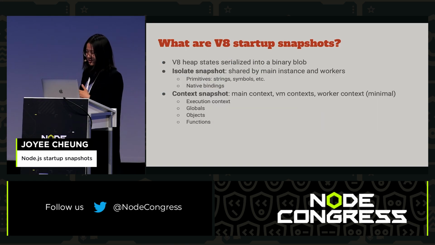So what exactly are these V8 startup snapshots? They're basically the V8 heap serialized into a binary blob. There are two layers of snapshots. One that captures all the primitives and the native bindings, and one that captures the execution context, like the objects and the functions. So currently Node uses the isolate snapshot for all the isolates that you can create from userland, including the main isolate and the worker isolates.